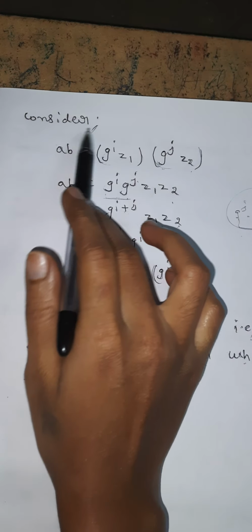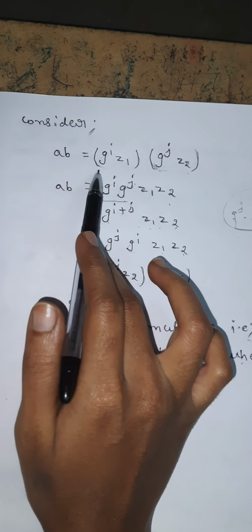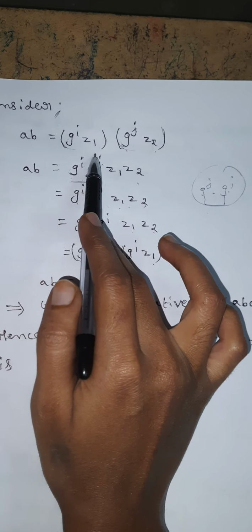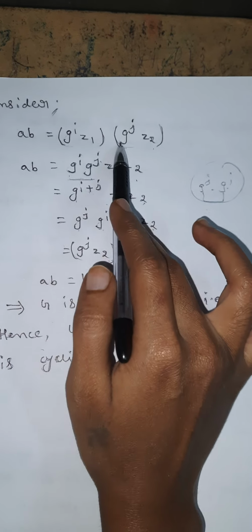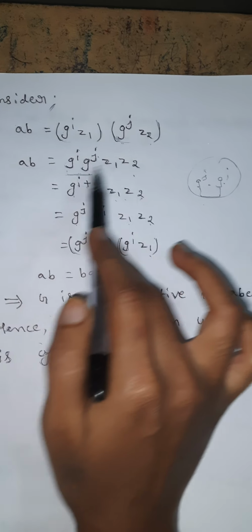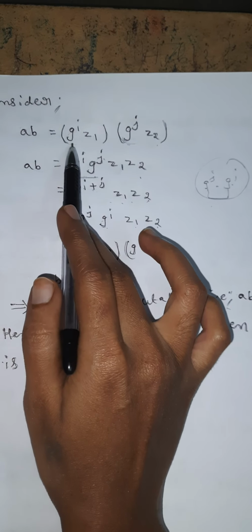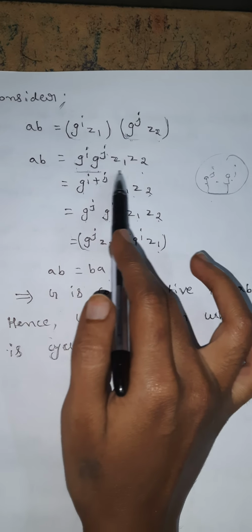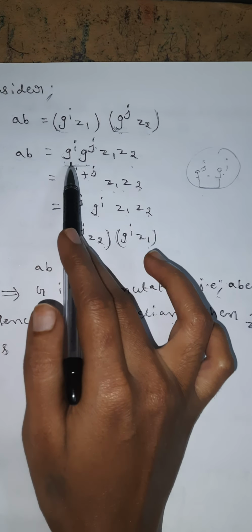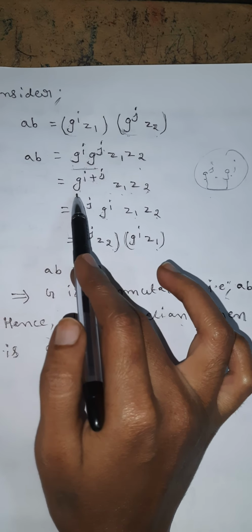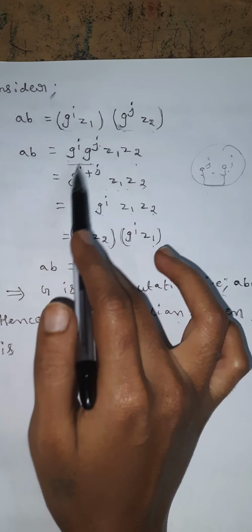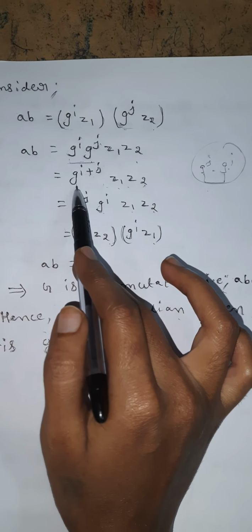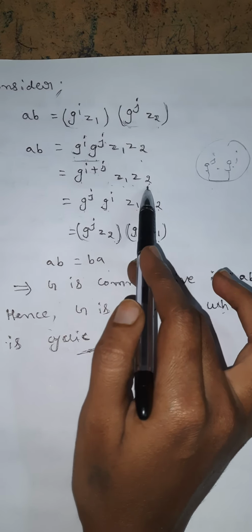Okay, next చూడండి, consider. See here, consider ab is equal to a value. What is the a value? g^i z1 కదా. సో b అంటే ఏంటి? g^j z2. ఓకేనా. సో ab is equal to g^i g^j, z1 ఇంకా z2 ఇక్కడ పక్కన రాసేసాం. సో చూడండి, ఇక్కడ బేసెస్ ఆర్ ఈక్వల్, పవర్ షుడ్ బి యాడెడ్. అంటే g^(i+j) రాసుకోవచ్చా? ఎందుకంటే మనకి బేసెస్ ఈక్వల్ అయితే పవర్స్ యాడ్ చేసుకోవచ్చు కదా. సో g^(i+j) z1 z2.